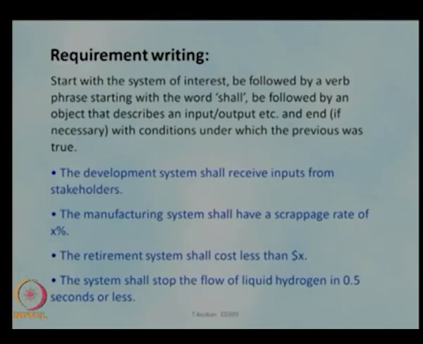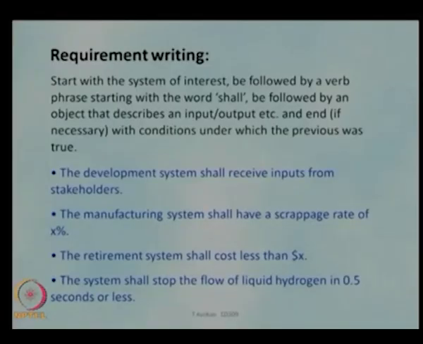So, the cost of retirement, or the cost of disposing of the system, should be less than a particular value. It is very clear that there is no confusion over here. Similarly, the system shall stop the flow of liquid hydrogen in 0.5 seconds or less. Again, we are telling that 0.5 seconds is the limit; it can go less than that, but not more. In some cases you have a system for control of liquid hydrogen, and then we are telling that this control system should stop the flow of liquid hydrogen in 0.5 seconds or less.